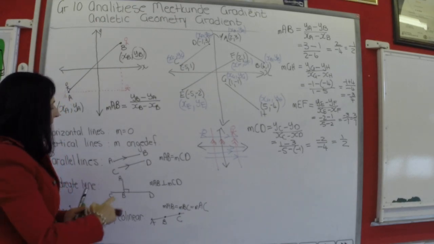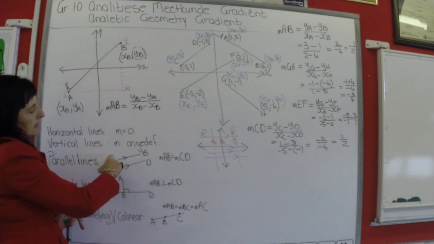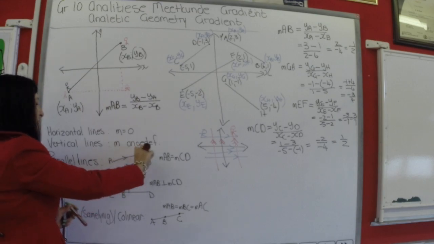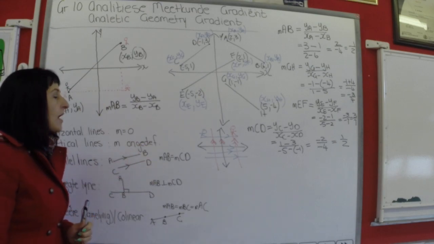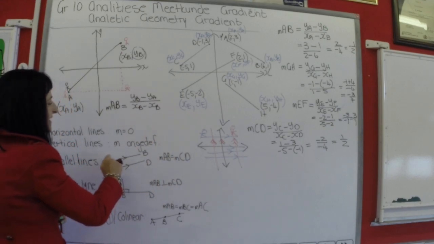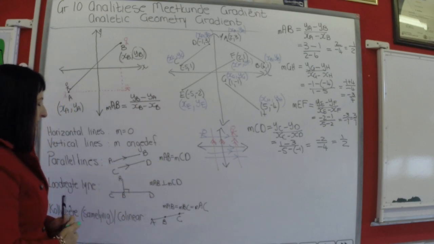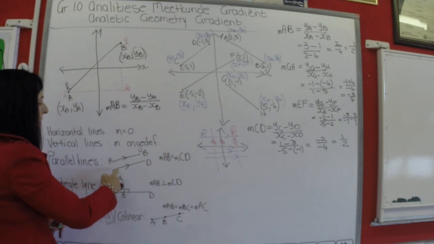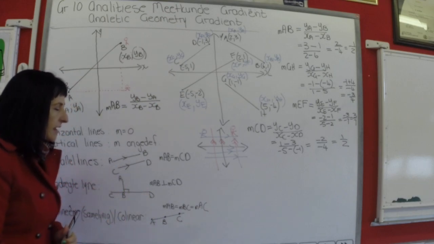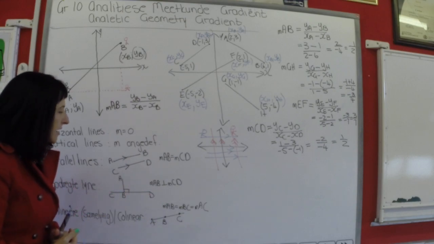Dan, alle lyne wat ewewydig is aan mekaar, lines that are parallel to each other, a same distance apart, they've got the same gradient, hulle presies dieselfde gradient. Lyne wat ewewydig is, gradiënte is gelyk aan mekaar. 'n Lyn wat loodreg is op 'n ander lyn. A line that's perpendicular on another line.